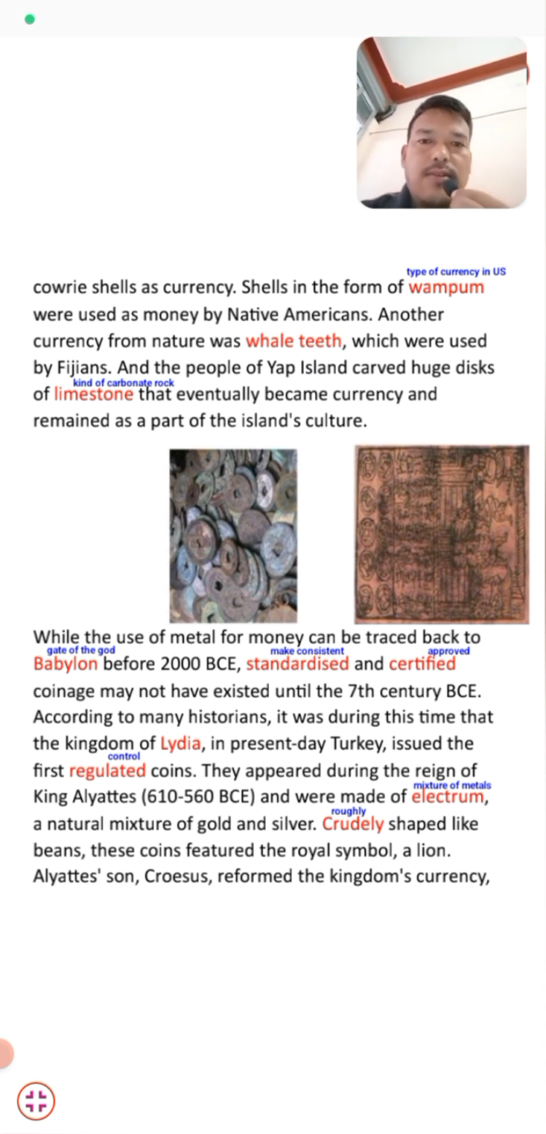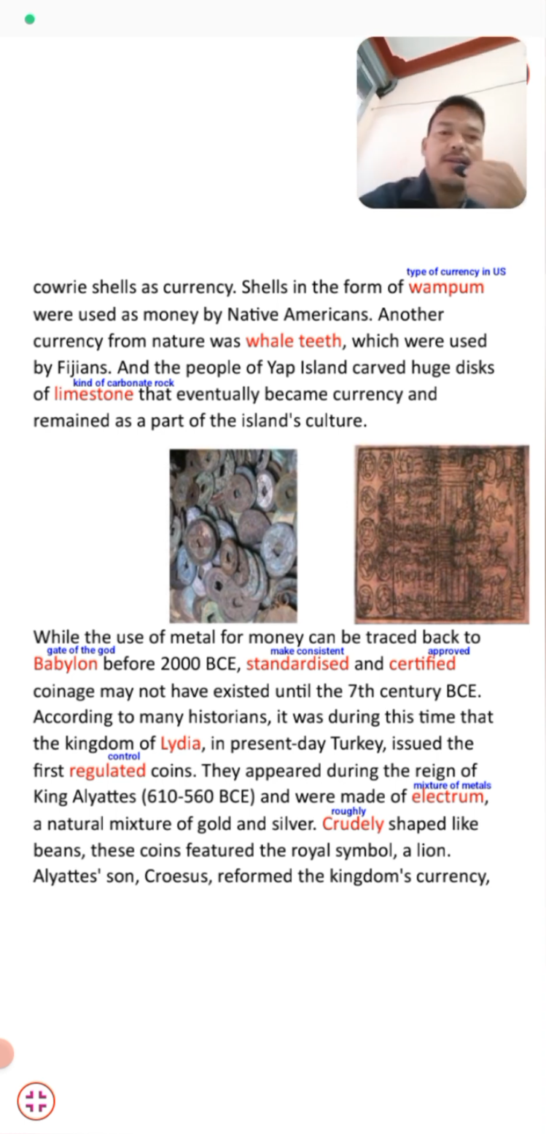Now, again, students, the next paragraph, a very interesting one. While the use of metal for money can be traced back to Babylon before 2000 BC, standardized and certified coinage may not have existed until the 7th century BC. Here, students, in this paragraph, we are going to talk about the modernization of the money system.